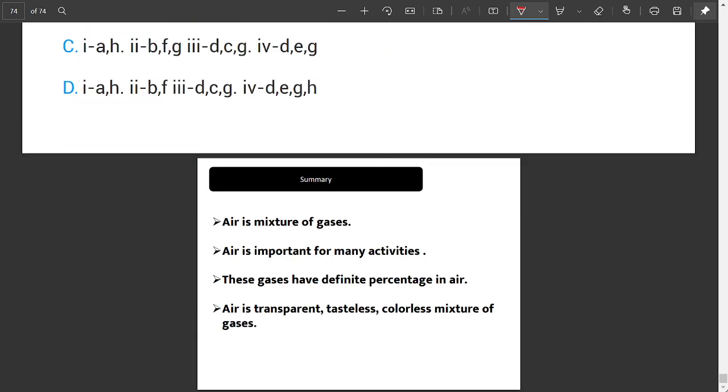Now the summary. Air is a mixture of gases. Air is important for many activities. These gases have a definite percentage in air. Air is a transparent, tasteless, colorless mixture of gases.